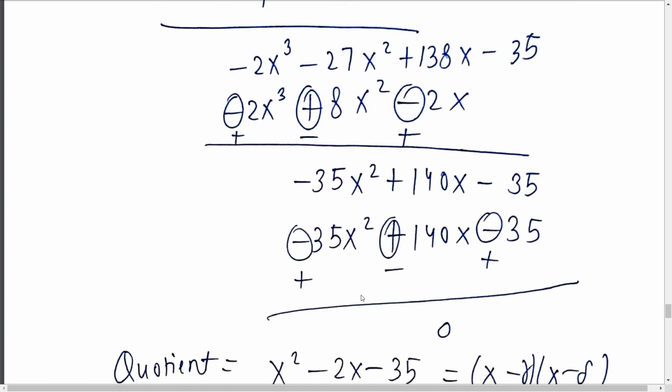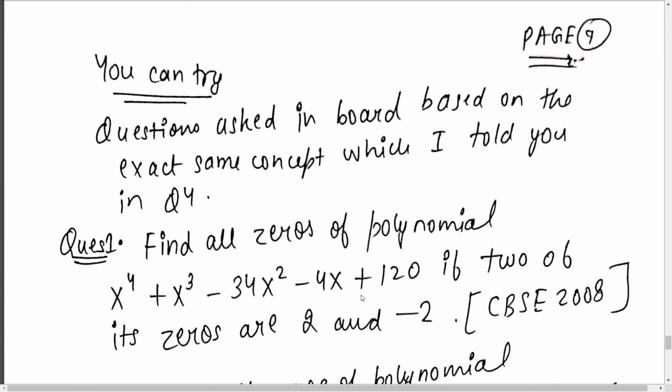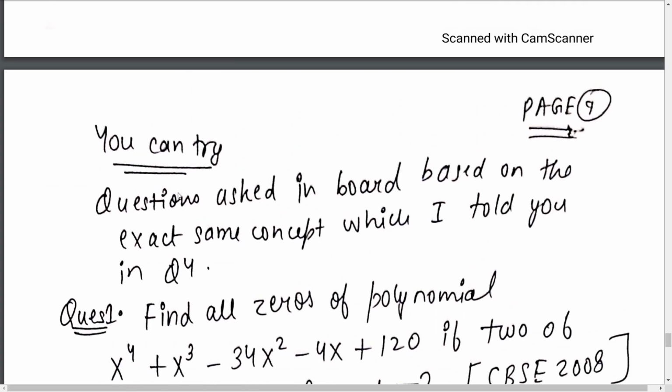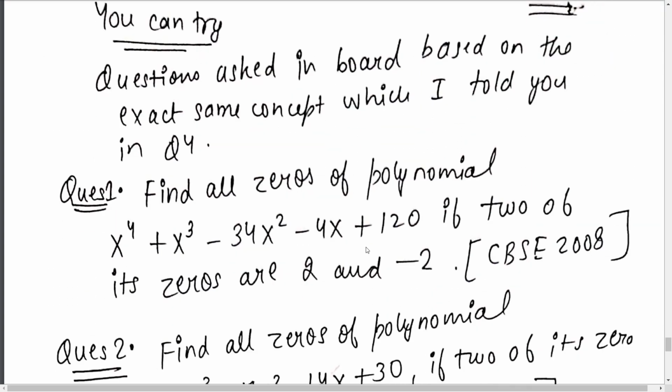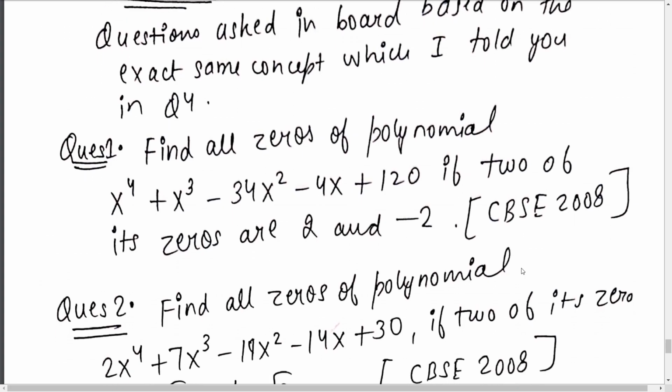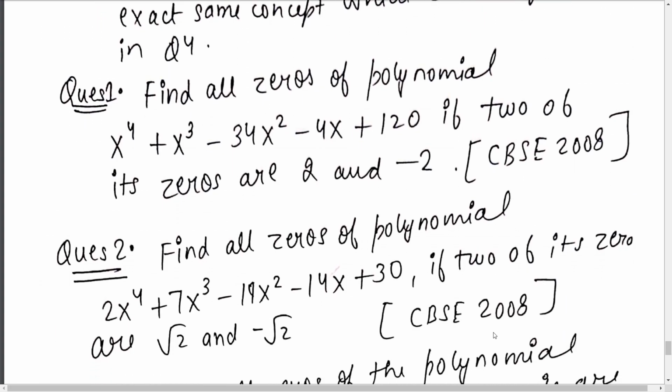Okay. So these are the questions you can try on a similar basis. They have been asked in the board exams. I've gathered them. See, this is a biquadratic polynomial. Two zeros are given. You have to find the other two zeros. Just as we did it, right? So this was asked in CBSE 2008. In some other set it was asked as the same question. They've just changed the coefficients and the roots, but the concept is the same.